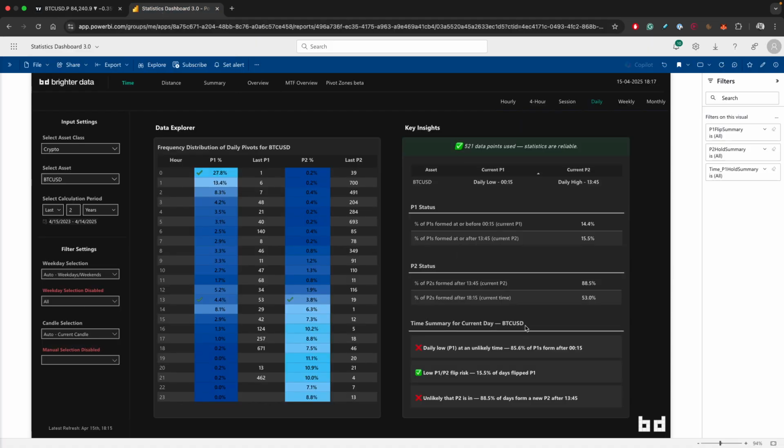So in this case, and this is why it's nice, the risk was low, right? Because only 15.5% of days flip P1 at 1:45 p.m. or later. But that's why this is so nice in confluence.